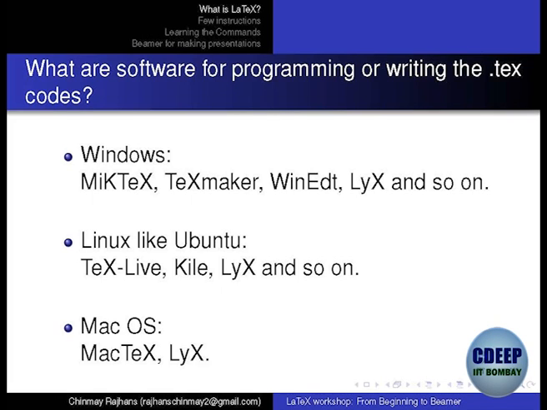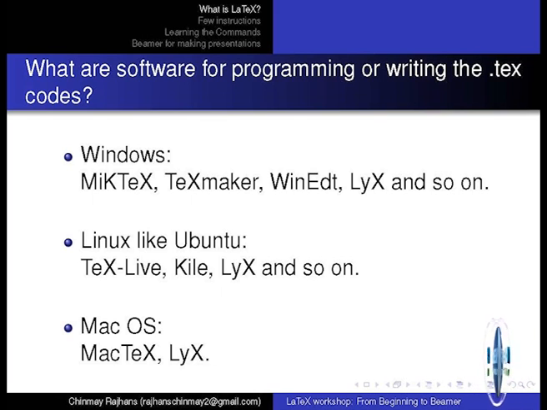Many of you will install TeXmaker, WinEdt, or whatever. But if you don't install MiKTeX, they don't compile. The compile button will be disabled. So it has to detect that MiKTeX compiler. Same for Ubuntu. You have something called TeX Live, which is the backend compiler. Kile is the front-end GUI, and for Mac it is MacTeX.